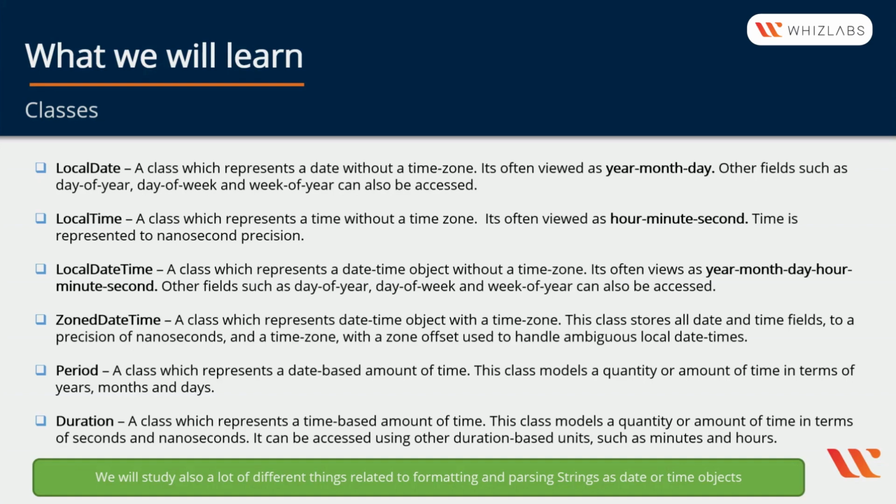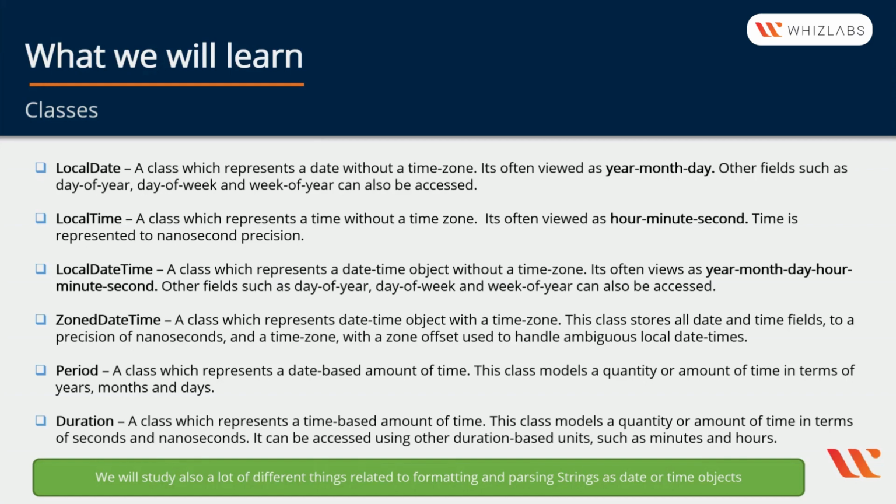Then we have LocalTime, which is a class representing a time without a time zone. It's often viewed as hour, minute, second. Time is represented to nanosecond precision. A good example of LocalTime is midnight. It is midnight at the same time every day.